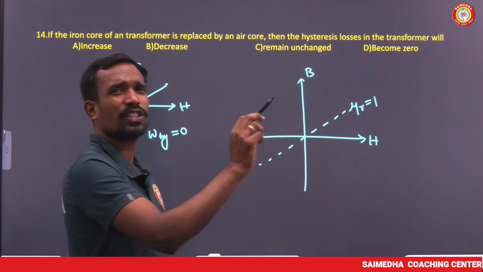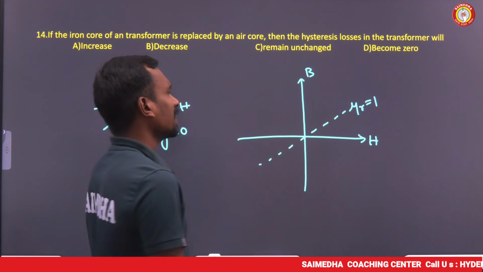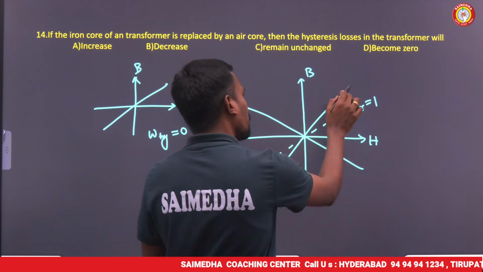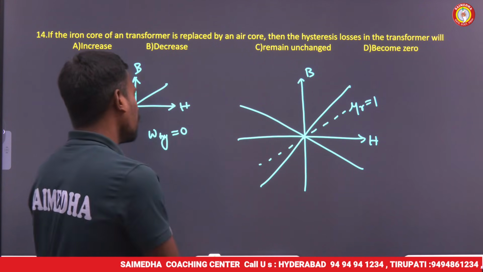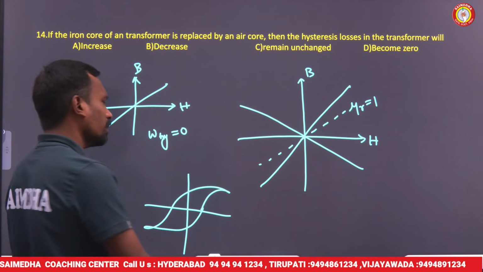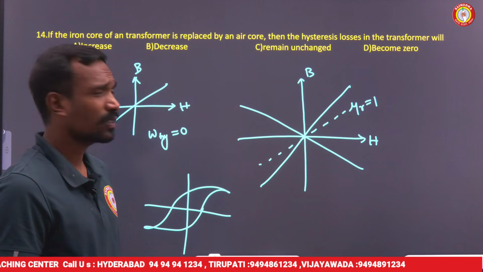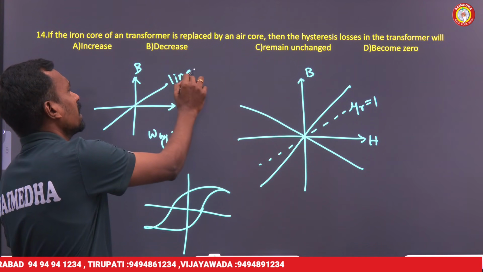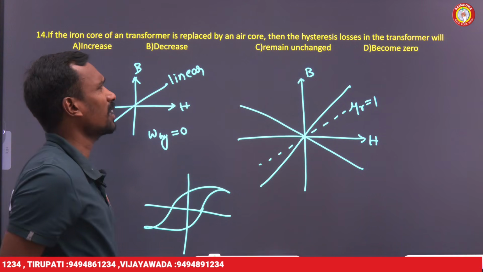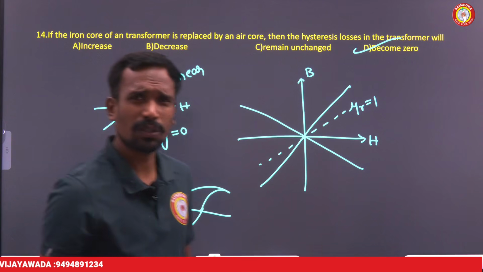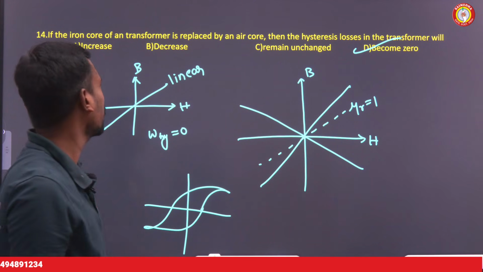For air, the BH curve is 0. If it is diamagnetic, the BH curve is like this. If it is paramagnetic, the BH curve is like this. If it is ferromagnetic material, the BH curve will be like this. So for air, the curve is linear. When it is linear, the hysteresis losses become 0. Okay guys, you know already.